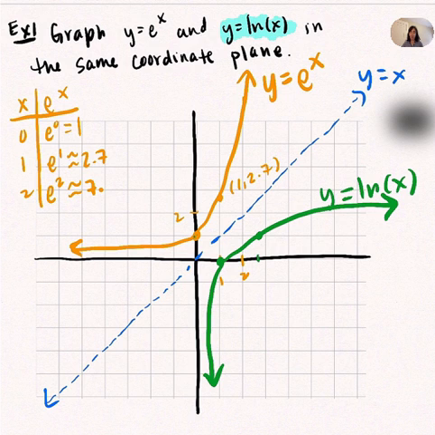So I'm using the graph of e to the x, reflecting it over the line y equals x to get the graph of y equals ln of x. And why do I reflect? Because e to the x and ln of x, they're inverse functions, and the graphs of inverse functions are obtained by reflecting over y equals x.